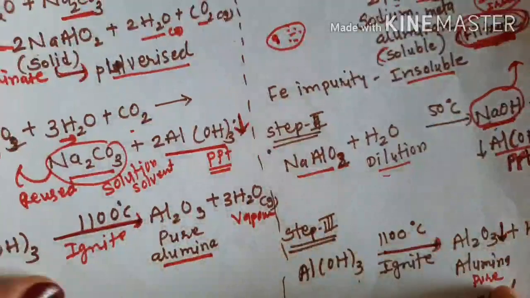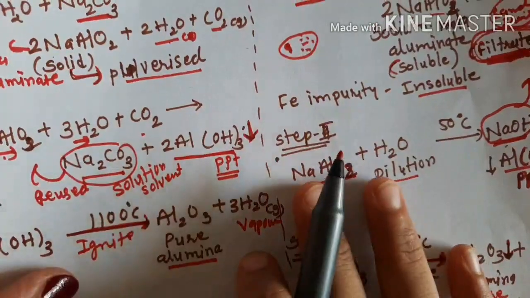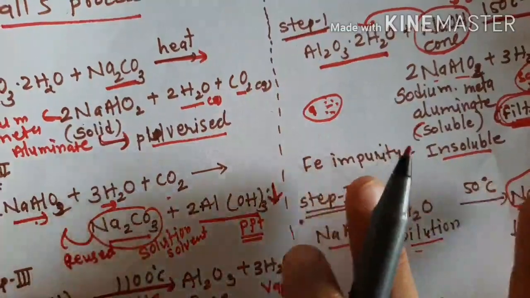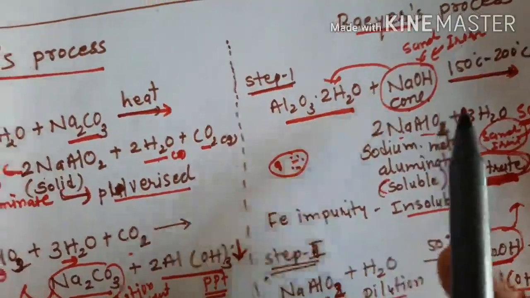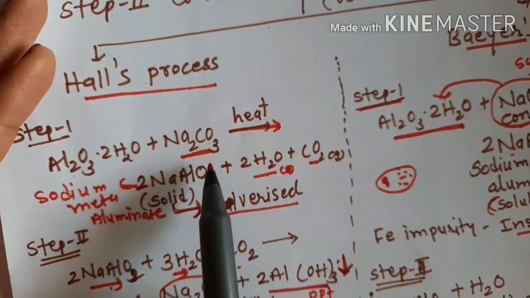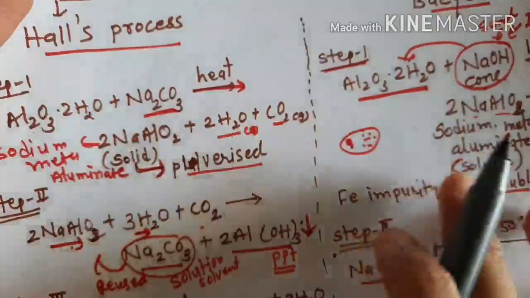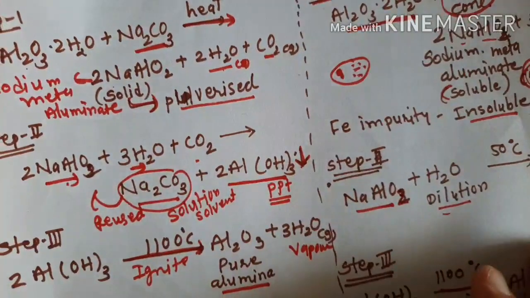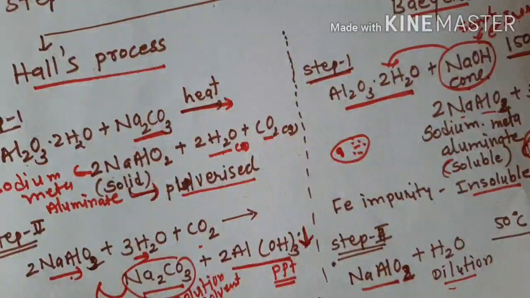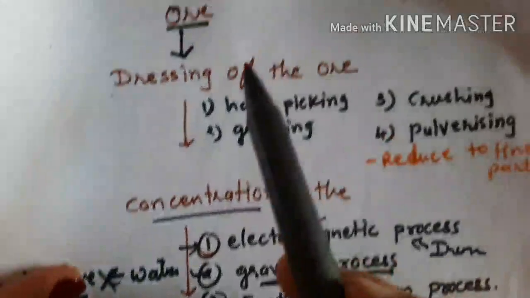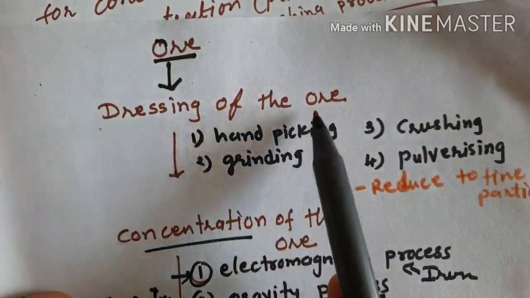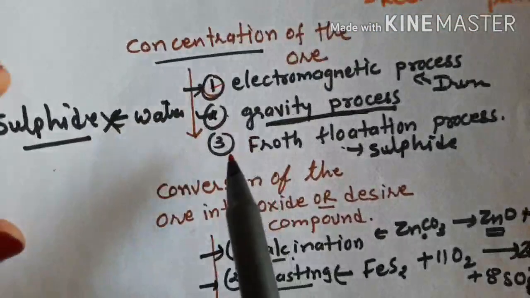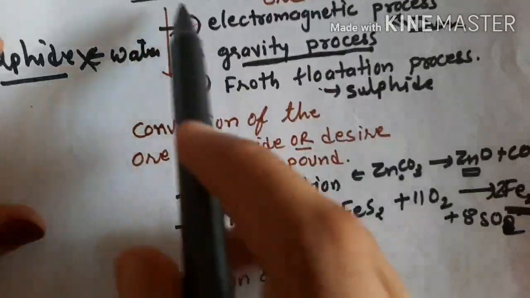If you are not able to understand, watch this video one more time, so you will get a particular idea about both the processes. Here NaOH is taken, and here Na2CO3 is taken. You read both the processes in your textbook, it is given, so you can understand. Okay, now where have we reached? Here the ore dressing we completed, and concentration we completed, the concentration through the gravity process.